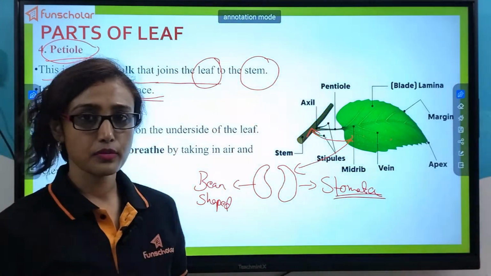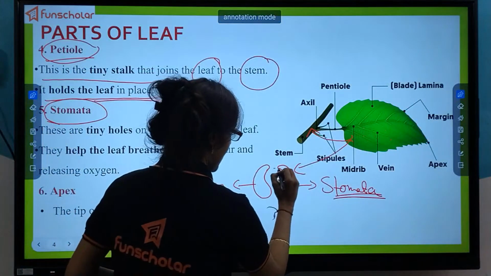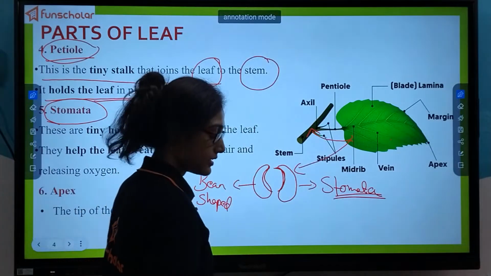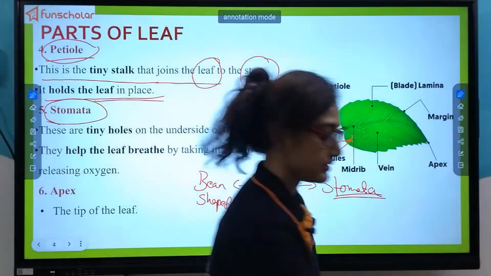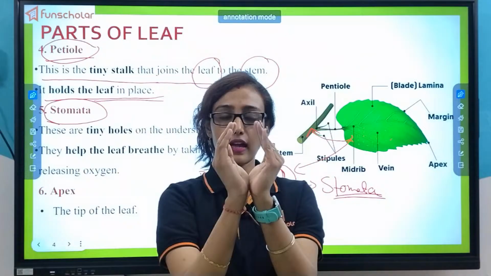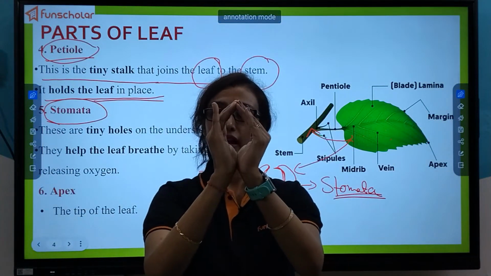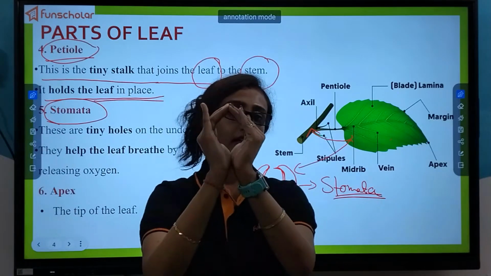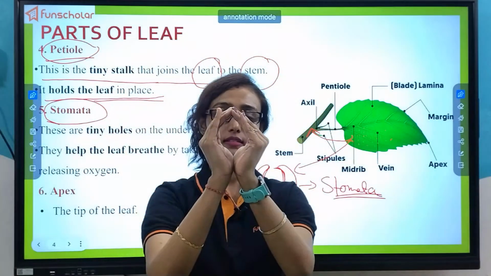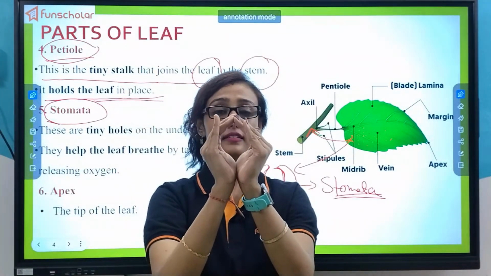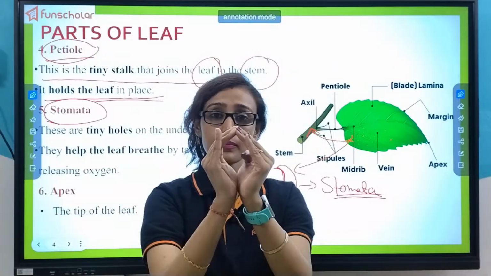What is the function of stomata, ma'am? As you can see, it is making a hole in the leaf in this way. If the stomata is closed, it is like this. If the stomata is open, like this. Now, when it is open like this, see, I can blow through it, and what happens in case of plants?